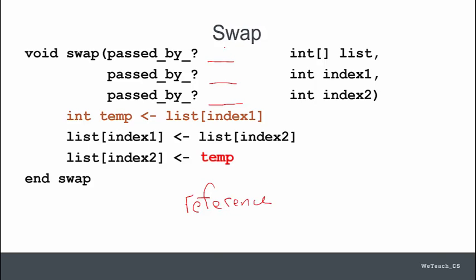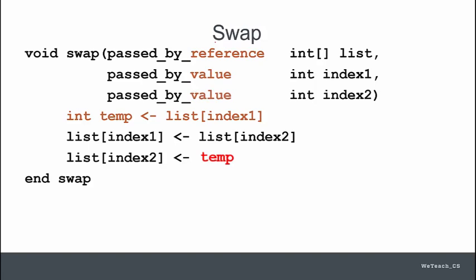In this pseudocode system, we explicitly indicate the list as a reference parameter, since changes are made to it that need to go back to main. The two index parameters, index 1 and index 2, they only need to be value parameters, since changes are not made to those values. And now you know how the three-step swap process works.